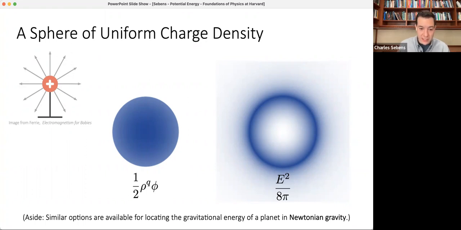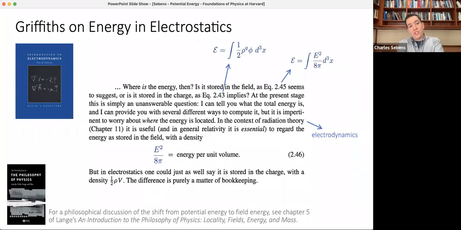Okay, I can mention as an aside that you can make similar pictures for where the gravitational energy is of a planet in Newtonian gravity. So there too, you have the option of potential energy locating the gravitational energy within the planet, or field energy locating the energy in the gravitational field and having some of it exist beyond the bounds of the planet. Okay. So what should we think about these two expressions? Which one is the right one, or can we settle the right one?